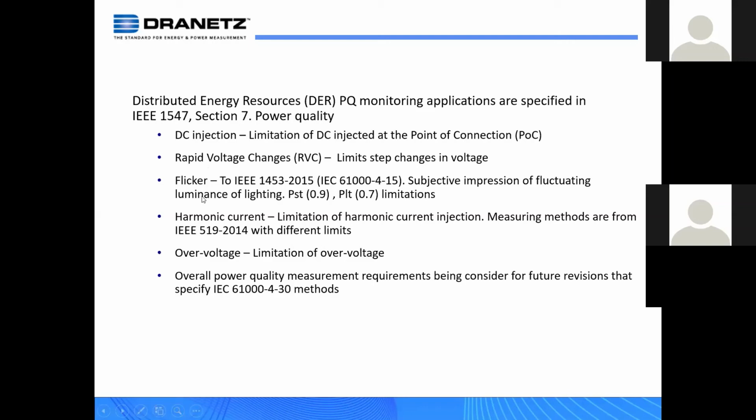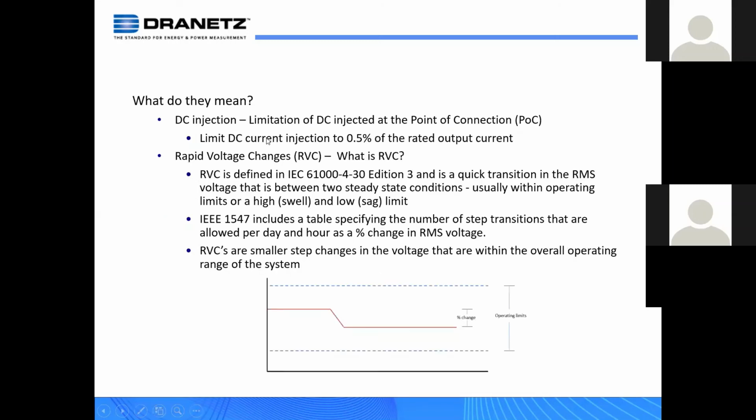Flicker, not unlike rapid voltage changes: high current loads can cause flickering, very short-term changes at a sub-harmonic rate, maybe at 10 hertz or 12 hertz, that distort the waveform. 1547 also looks at the harmonic current, overvoltage, and the overall power quality at the interconnection of the grid. All right, so just spending a second or two on each one of these.